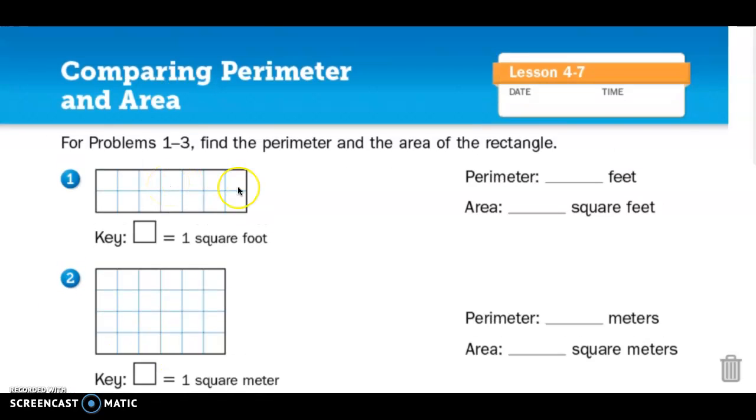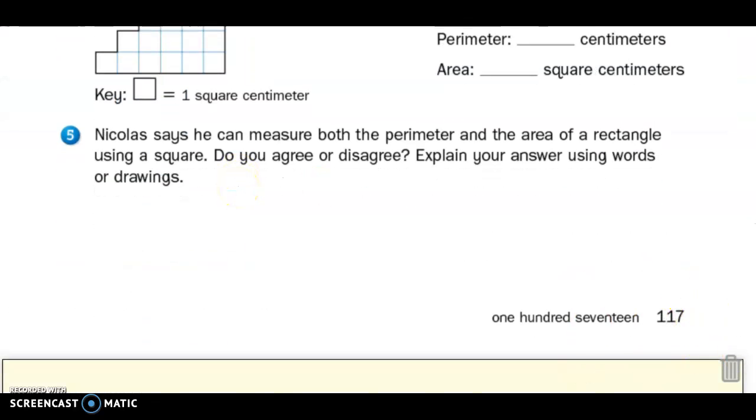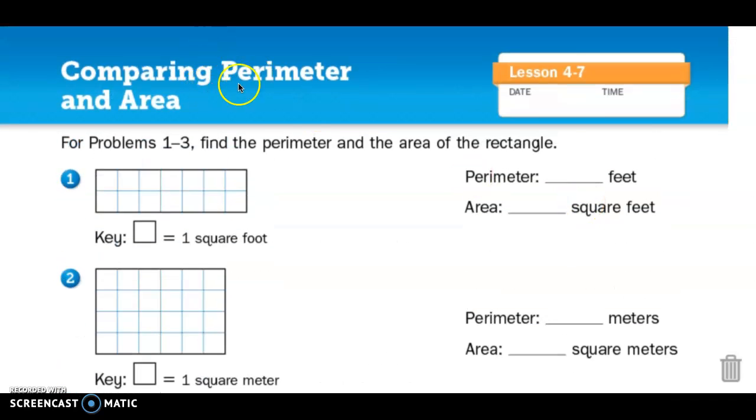Hello, third graders. Okay, we are on journal page 117, comparing perimeter and area. So just what we did on math message. I hope you find these as fun as I do because I think they are very fun to do. For problems 1 through 3, find the perimeter and area of the rectangle.